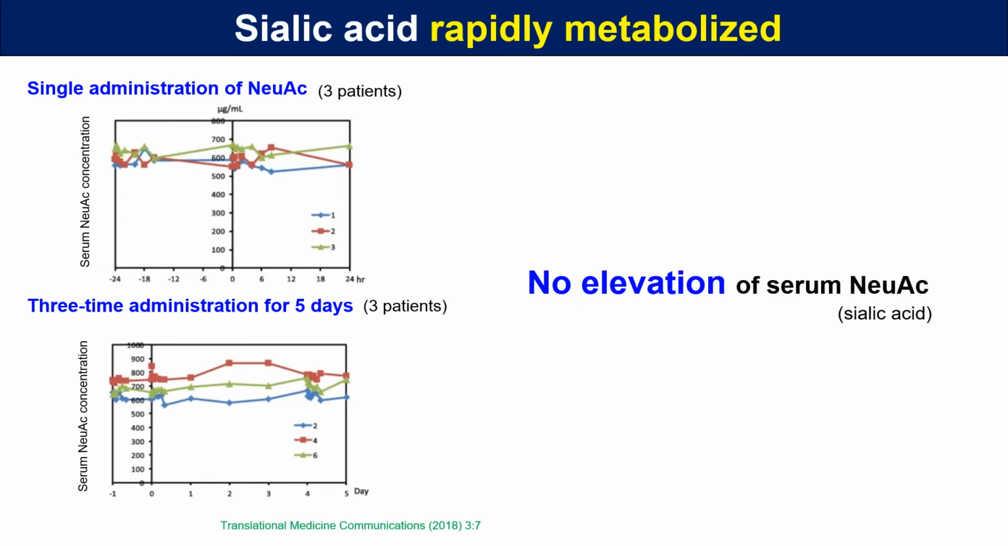And the figure below shows the sialic acid concentration after 3-time administration of sialic acid itself for 5 days. Also, you can see that serum sialic acid concentration did not elevate in all 3 patients. I did not show in this figure, but urine sialic acid concentration elevated immediately after administration, so sialic acid is metabolized in a few minutes.